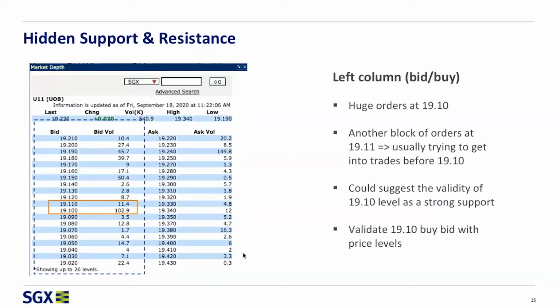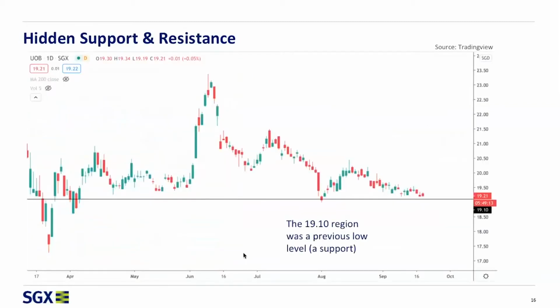Okay, now very important is that once you have the market depth information, please do go and check back on why there is this 1910 level that people are interested in. Usually when you have the market depth information, I like to check back with my price chart. So I checked back with the UOB price chart, and I mapped in the 1910, which is the black line here. At this point here was a previous low.